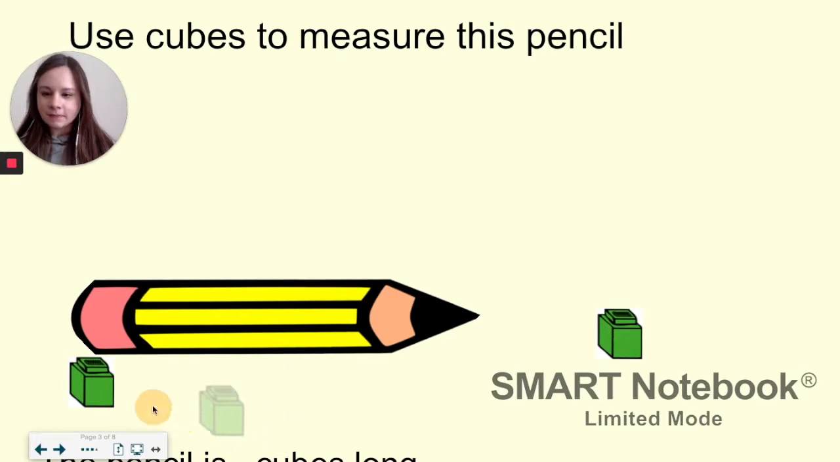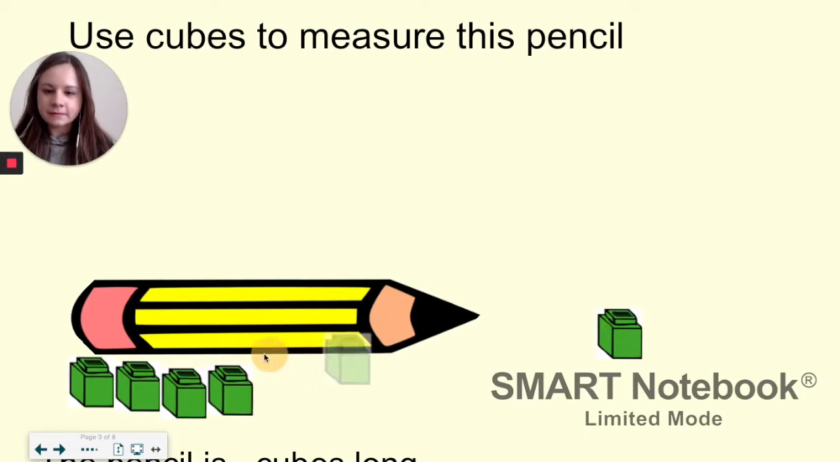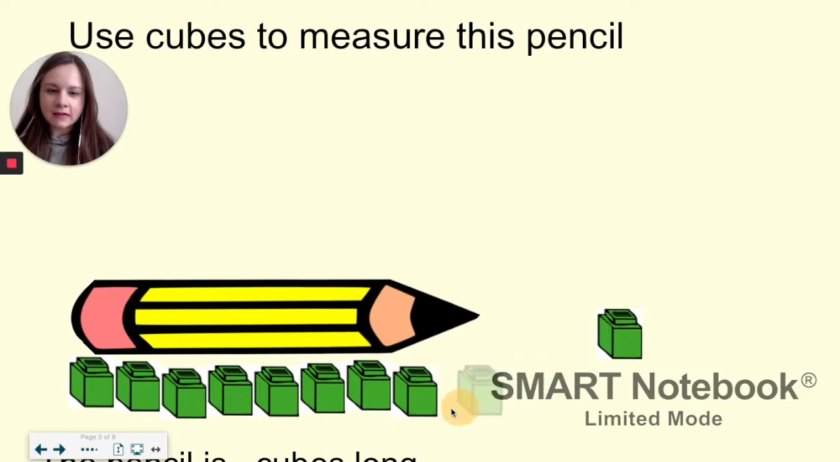1, 2, 3, 4, 5, 6, 7, 8, 9. Then we just check that it goes to the edge of the pencil.